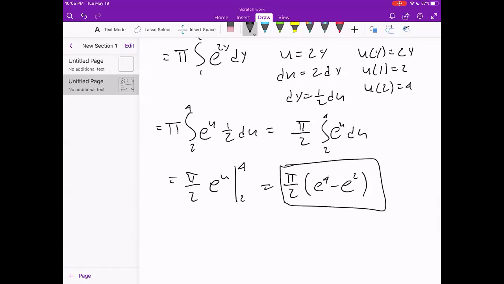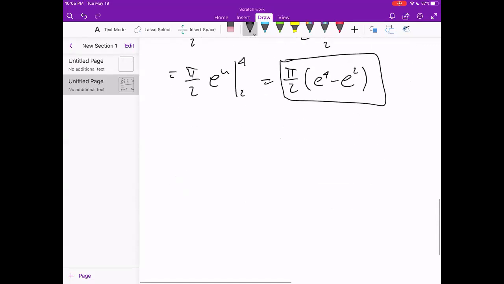So again, you don't have to do a u substitution here. You can see that the integral of e to the 2y is 1/2 e to the 2y. That's fine. It's a little easier. I just wanted to write out every step so everybody sees it. You'll get the same answer no matter what. So I'm going to stop that problem there.